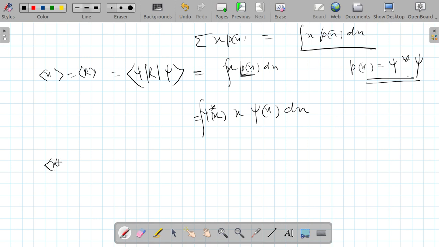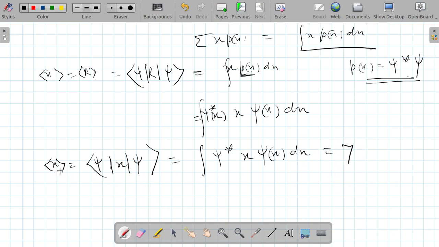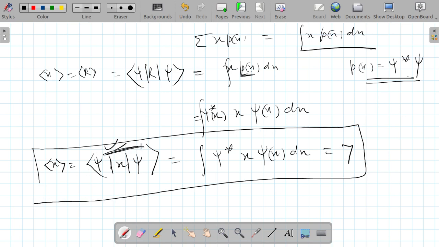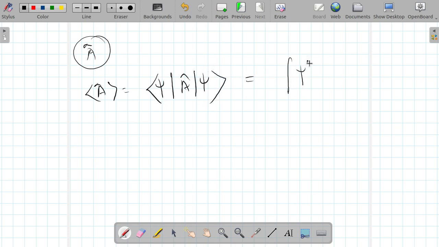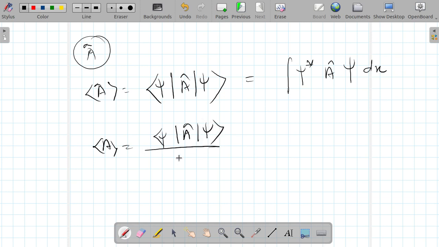So if I want to calculate the expectation value of x, then it is psi x psi in terms of integration. It can be written in this form, and our result always comes out to be 7. So this quantity will represent the expectation value of this operator. In general, if we have an operator A, then its expectation value can be written like this, or it can be expressed as psi star A psi dx. In some books, the expectation value can be written like this, and here it is a normalized wave function and its value will be 1, right?